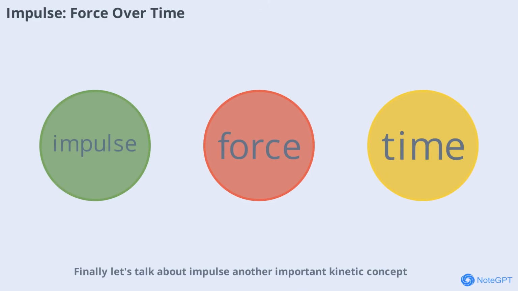Finally, let's talk about impulse, another important kinetic concept. Impulse is the product of force and the time over which the force acts, and it is denoted by the letter J. The formula for impulse is J equals force times time, J = F × t, and its unit is Newton seconds, N·s. Impulse helps us understand how forces applied over different periods can affect motion.